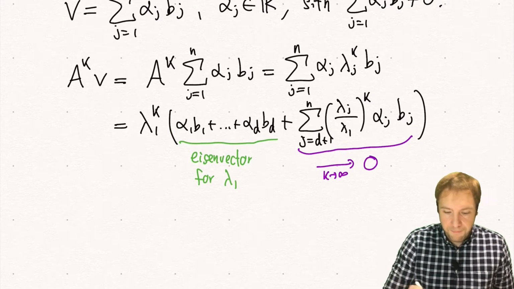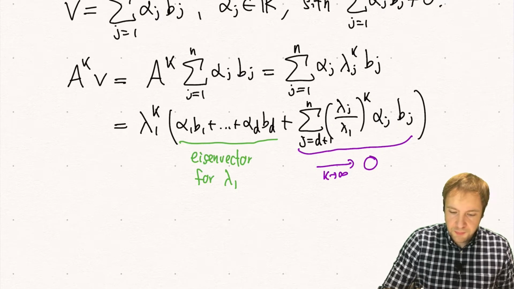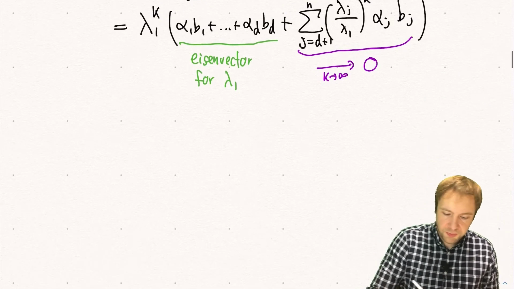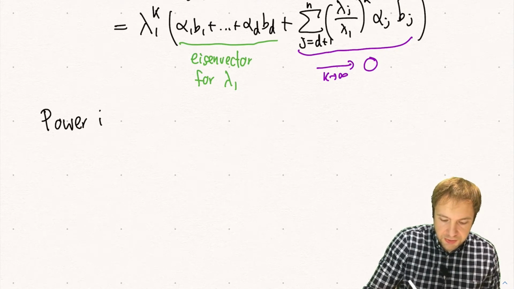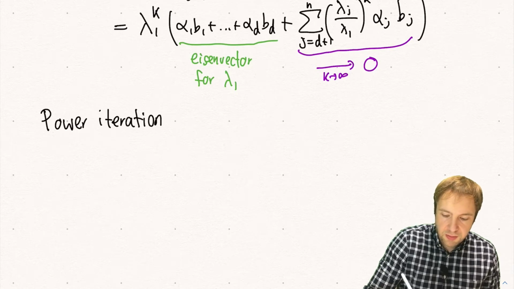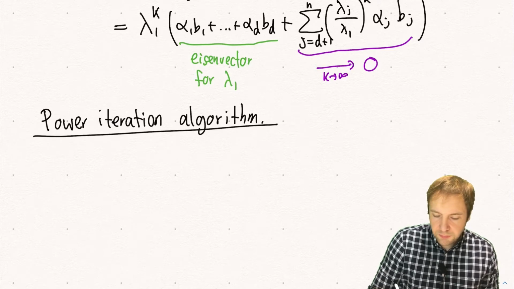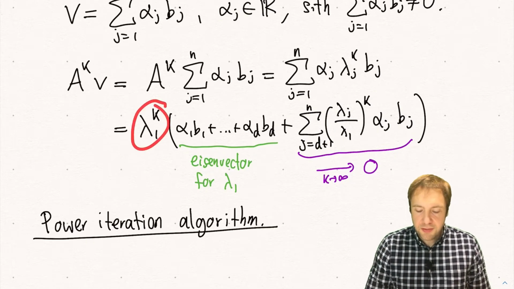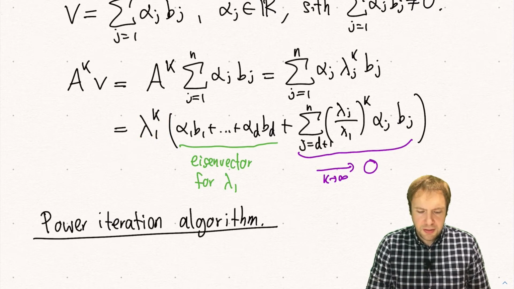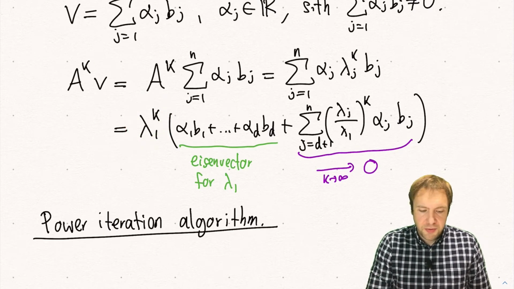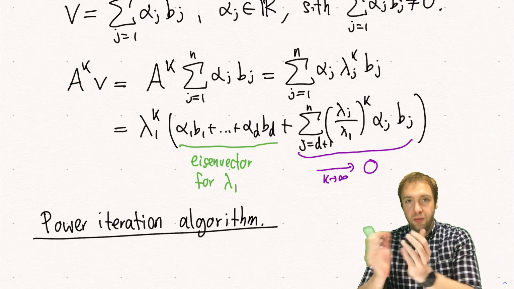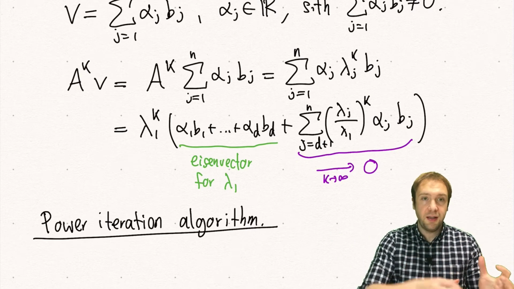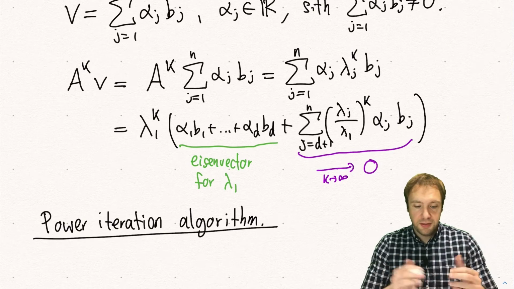So therefore, this suggests the following algorithm, the power iteration algorithm. One problem here is, of course, when we send k to infinity and this lambda_1 is greater than 1, then this also gets quite large. So instead of multiplying with the power A to the k, we multiply one time with A, get a new vector, and then normalize this vector, and then again multiply with A, normalize this vector, and so on.